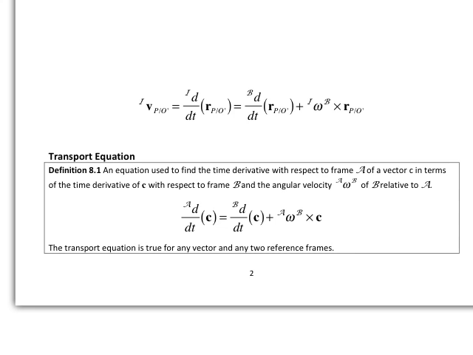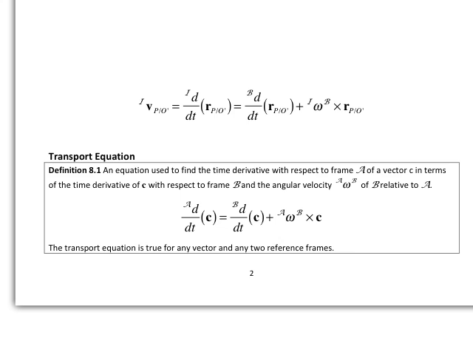Now what's really cool about this transport equation is that we're going to use this time and time and time again. And the reason why is because this is true for any time derivative of any vector that we observe within a reference frame. So this can be a position vector like what we did here, the position of p with respect to O prime. We can do the same thing for a velocity vector to then calculate the acceleration of that point, and it's completely independent of the reference frames that are used.